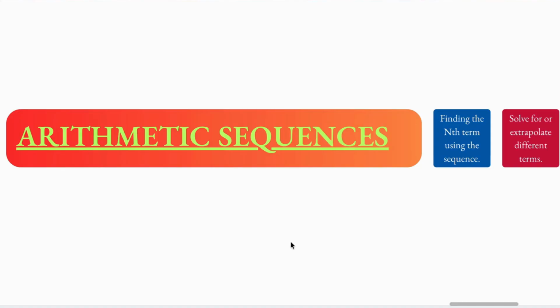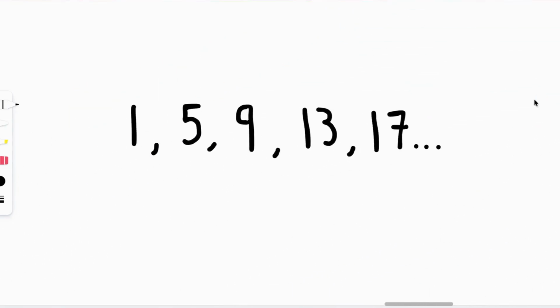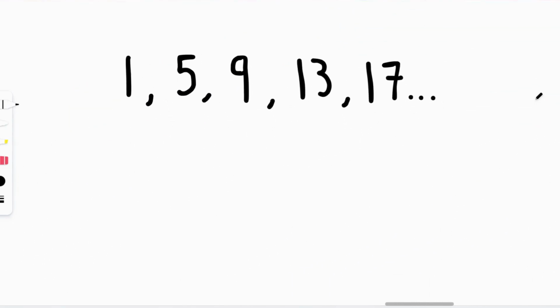In this video, arithmetic sequences, and we're going to do two things. First of all, we're going to find the nth term using the terms in the sequence, and then secondly, we're going to solve for or extrapolate different terms. If you don't know what extrapolate means, I'll let you know when we get there. Okay. So we see a sequence, and we have to, first of all, identify what type of sequence it is.